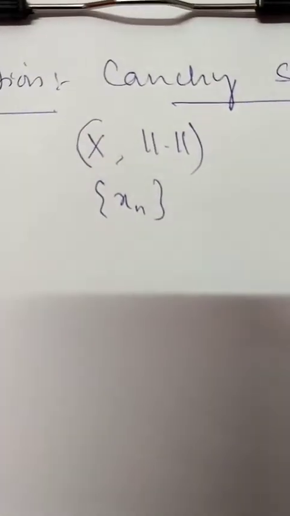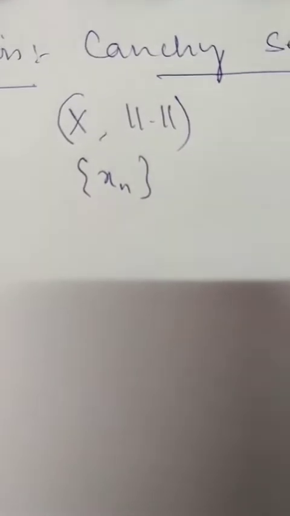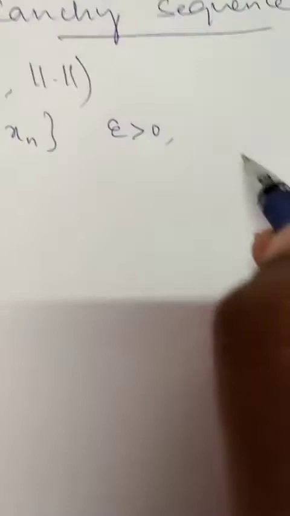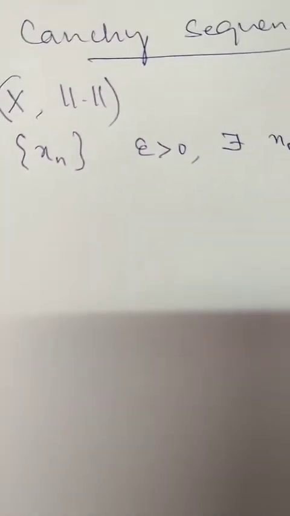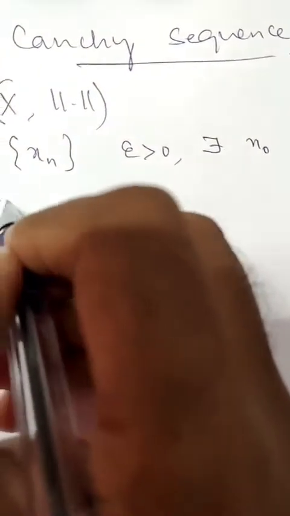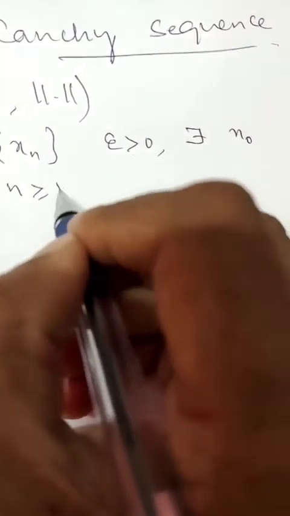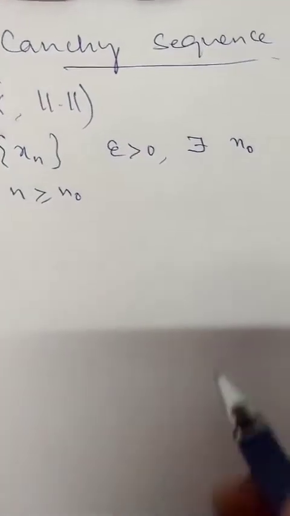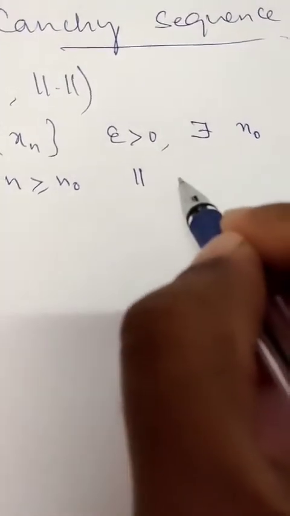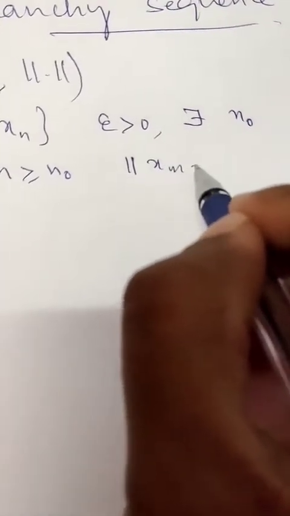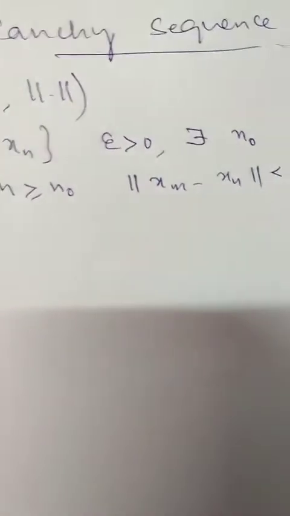We say this sequence xn is a Cauchy sequence if, given epsilon positive, there exists a positive integer n naught such that for any pair of numbers m, n greater than or equal to n naught, the norm of xm minus xn is less than epsilon.